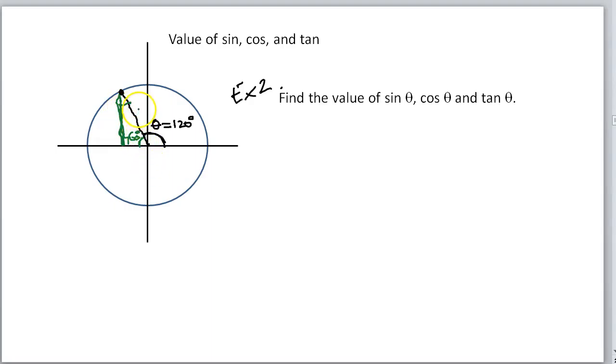Now, if this length is 1, because this is the radius of the unit circle, what would be the height and the x-coordinate? So let's think about the following. We had that special triangle before, and that special triangle was 1 here, 2 there, square root of 3. And this was 60 degrees. Okay.